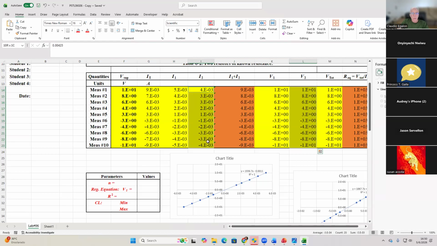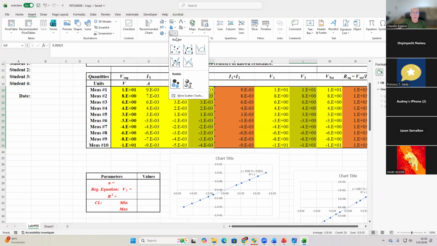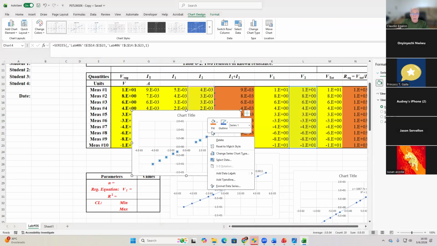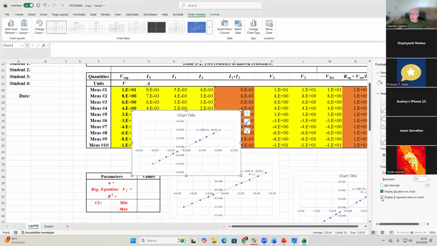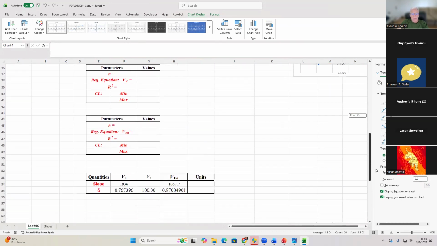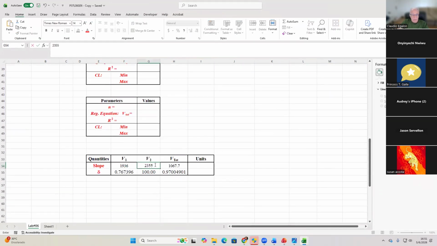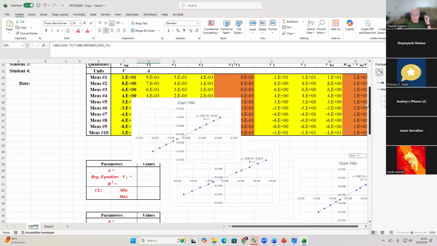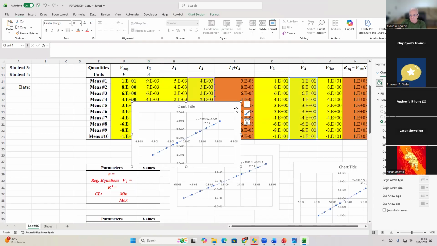V2, I2. Insert chart. Let's see here. Right click, trend line, 2355. 2355. Okay, so it looks like you might have plotted the wrong graph, okay? Would you like to do that from scratch? Yeah. Can I see how you plotted V2 real quick? Because I think I might have pressed the wrong column. Okay, V2, right? V2 is this one. Let's start from scratch.